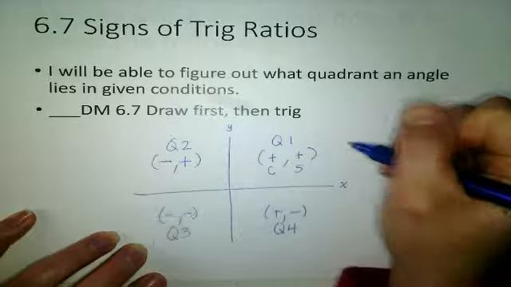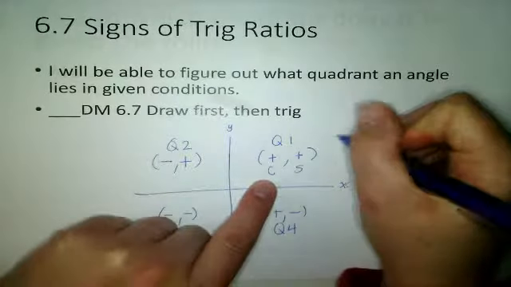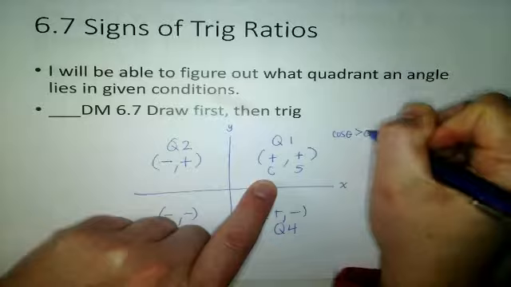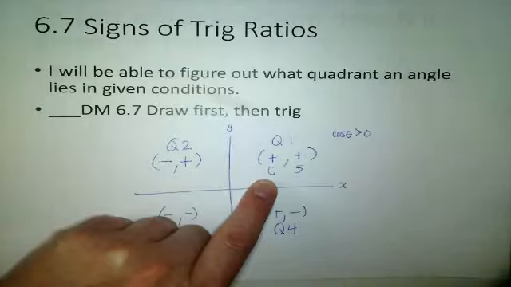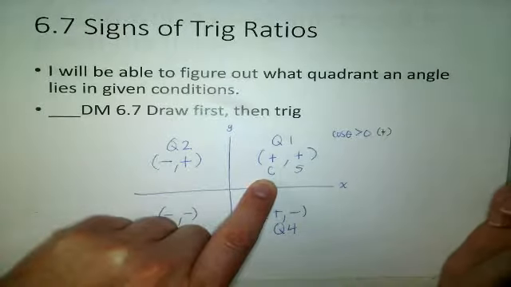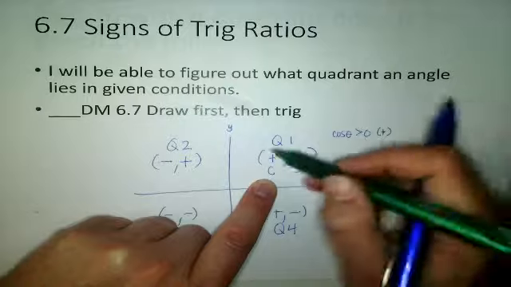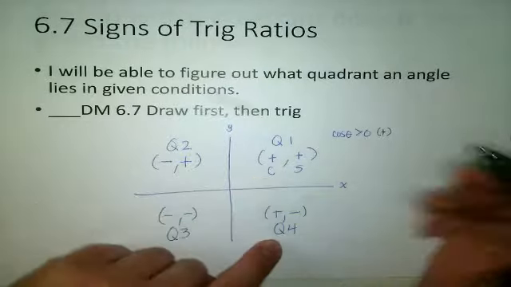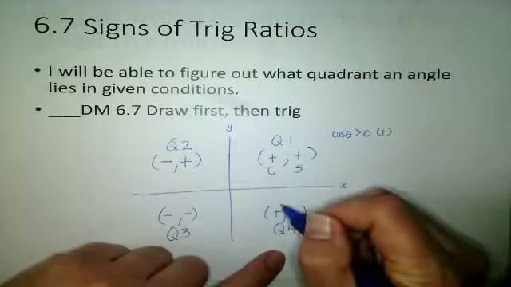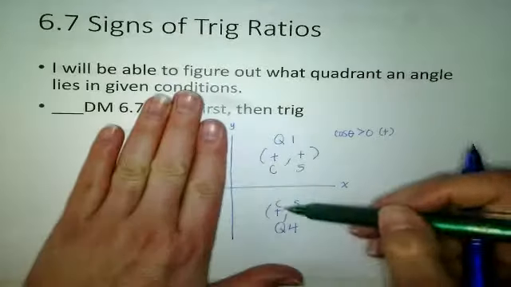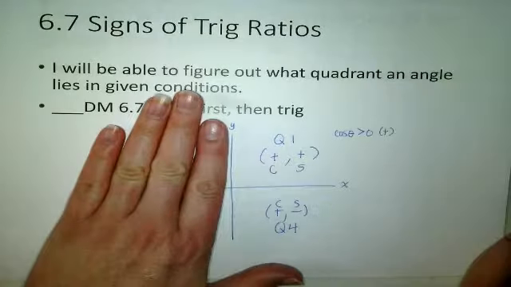So we can say that if I know that the cosine of some angle is greater than 0, which means it's positive, then I could say that it's part of quadrant 1. It must be in quadrant 1. Or, again, cosine, it could be in quadrant 4. Because cosine is positive in quadrants 1 and 4.